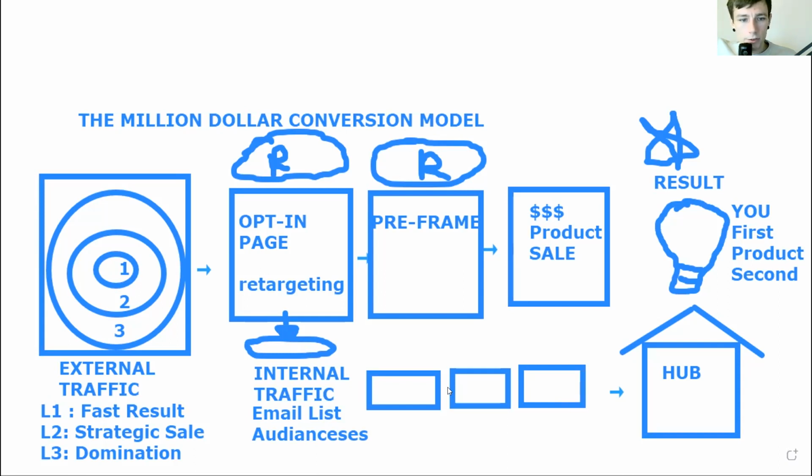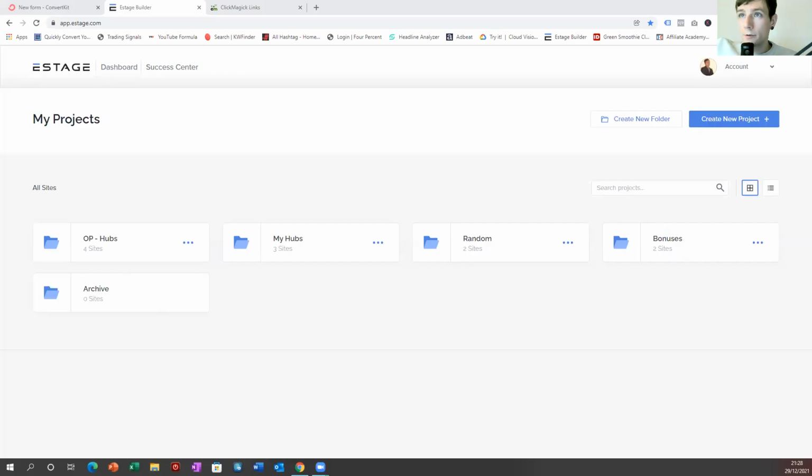So what do we need first? You can see my screen here. What we're looking at first is, we talked about traffic last week. What we need is an opt-in page and a pre-frame funnel. And we need potentially a product, but product is really irrelevant right now. What we really need is a hub. So we need a funnel and a hub, and we need the two of them together, all under the same thing.